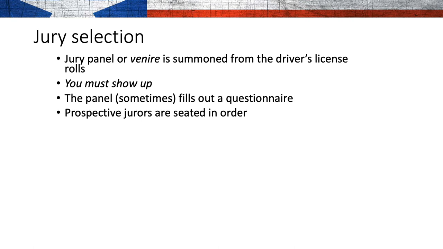A lot of times everybody is seated, and then somebody will ask for the panel to be shuffled. So, for example, if I represent a big bad criminal who was accused of beating a little old lady and stealing her purse, and I look at the jury as they're seated in order, and I see the first five people on the first row are little old ladies, I'm probably going to ask that the panel be shuffled so that it's a little bit more random.